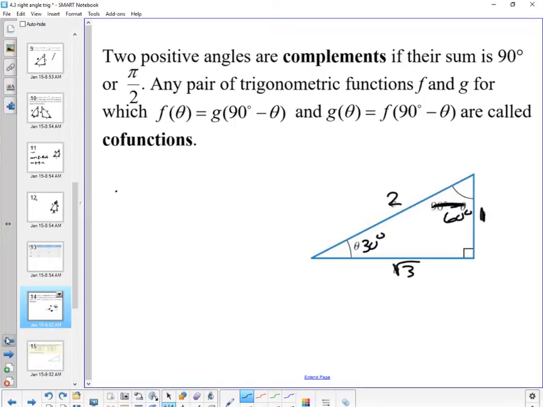And if I were to find the sine of 30 degrees, what's the sine of 30 degrees? So opposite to 30 is 1. Hypotenuse is 2, that's 1/2, correct? Find me the cosine for 30 degrees.